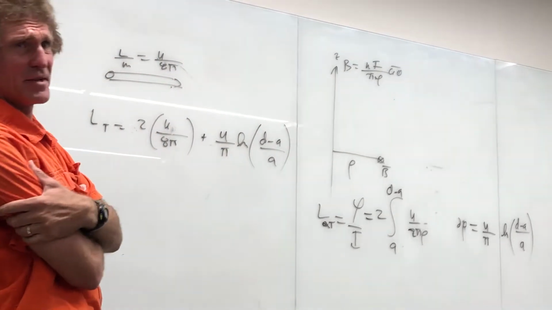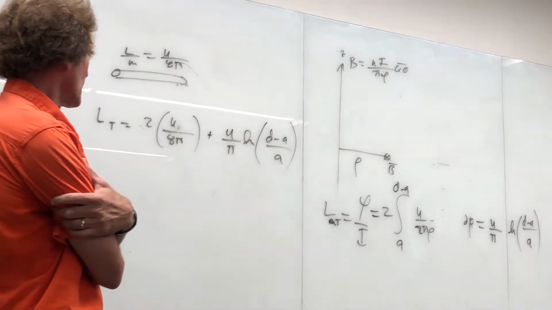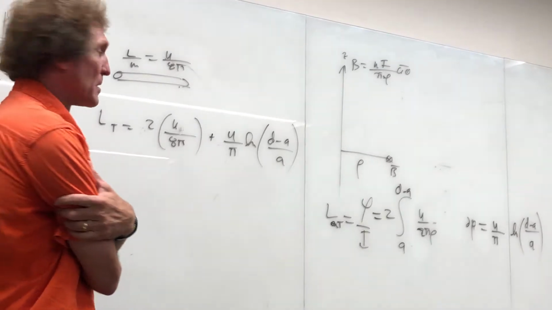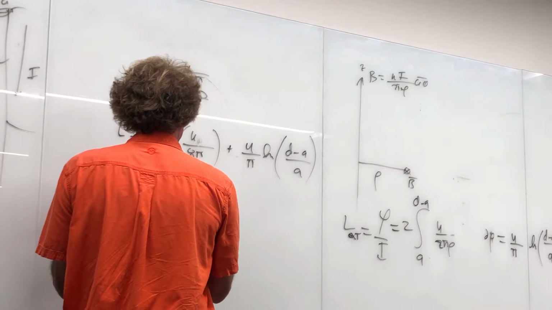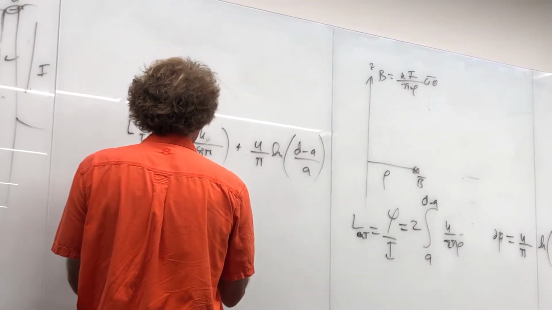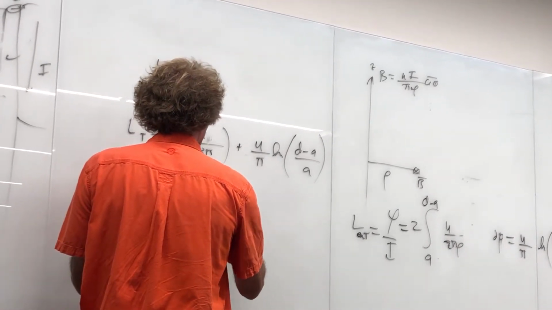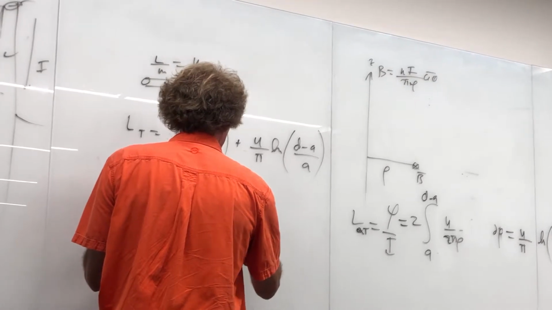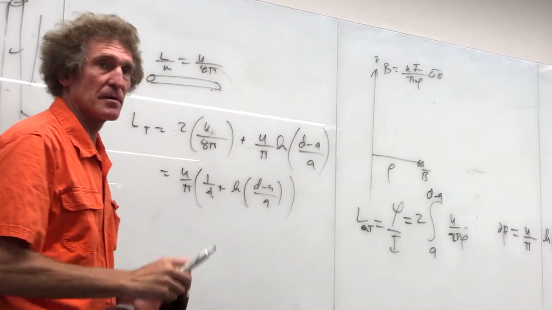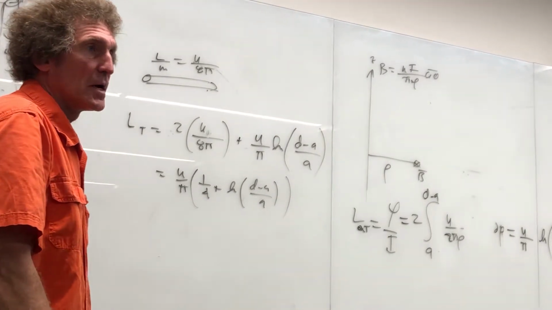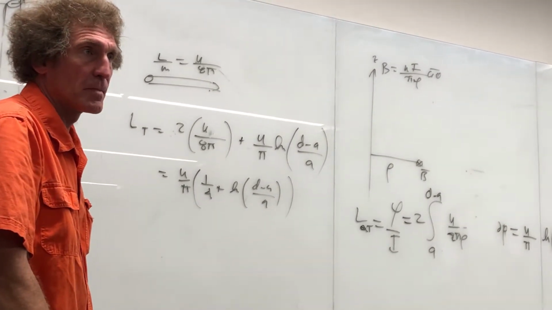Now, how does he have it? He factors out mu over pi. Okay, well, if he does that, that's fine. Mu over pi, and that's going to be equal to simply 1/4 plus the natural log of d minus a over a. That's what he has. Okay, yeah, I got it now. Any other questions about the homework?